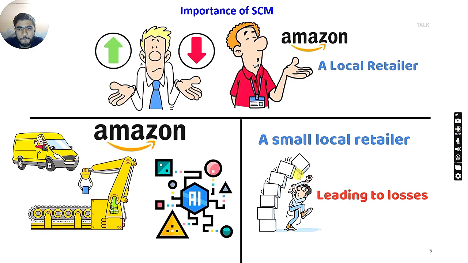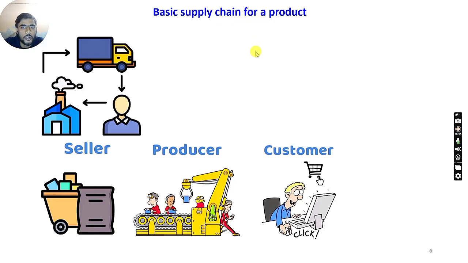Okay, so this is a basic supply chain for a product. These are the plants. After that, it delivers to us. We are the end users. They are sellers, producers, and these are the components.